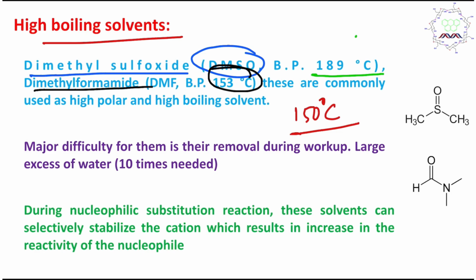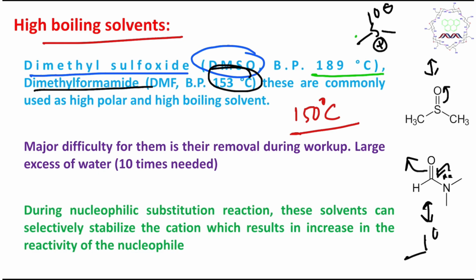Why? Because this DMSO can have another canonical form. You can draw it here. So this is S plus, this is O minus. Although such kind of canonical form having charge separation has less contribution into the overall electronic distribution, it has some impact. Not only this, in case of DMF, the lone pair of nitrogen could be pushed here and it could open. So the canonical form should look like this: O minus, double bond N plus. Because of this canonical form also, DMF is a very polar solvent. It's a very polar organic solvent, it dissolves many reagents, so that's a good thing.